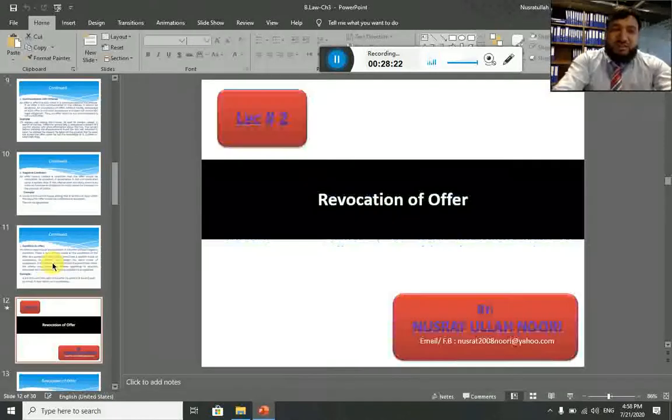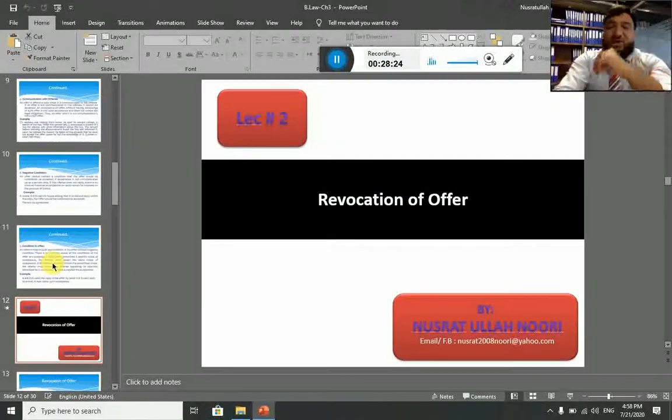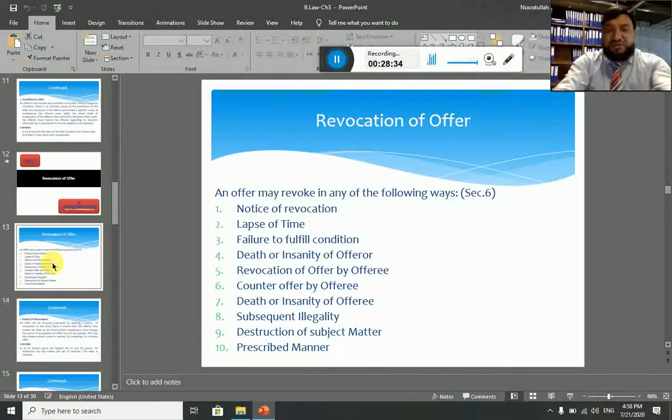Now let's go ahead and talk about the revocation. Revocation, what does revocation mean? Revocation here means cancellation. How can we cancel an offer? How can we revoke an offer, right? What are the conditions for revoking an offer? An offer may be revoked in any of the following ways. There are 10 different ways of revoking or cancelling an offer.